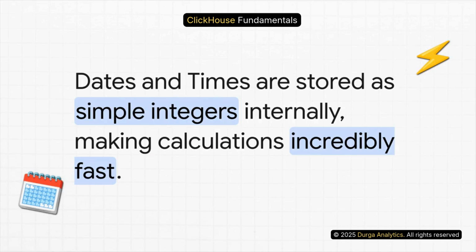Here's a really clever thing that ClickHouse does behind the scenes. When you store a date, ClickHouse isn't actually seeing January 1st, 2024. No, it sees a number, basically the number of days or seconds since a specific point in time. And what that means is, when you ask it to do date plus 7 days, the CPU is just doing super fast, simple integer math. It's incredibly efficient, and it's a huge reason why date-based analytics are just so fast in ClickHouse.